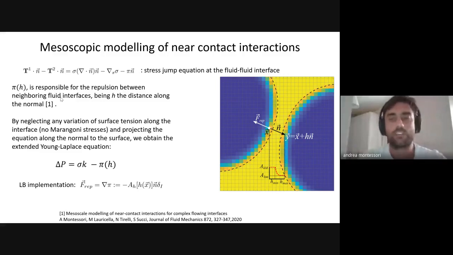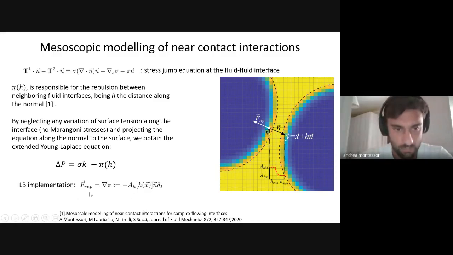Actually, the lattice Boltzmann implementation is quite simple because you have to add a further forcing term to the equation, so to the collision step. Basically, you have to find out whether you are on the surface, on the interface of the fluid. Then you check whether you have another interface in the neighborhood along the normal, and if this happens, then you light up this repulsive contact force. It is not a disjoining pressure, but this repulsive force.